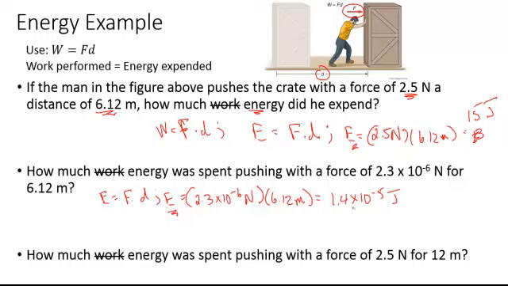So this one actually was a quiz question before. I'm not going to make a quiz question this time, but hopefully before you got work, in this case of applying a force 2.5 newtons for 12 meters, you got work as force times distance, or 30 joules. So also energy expended is 30 joules.